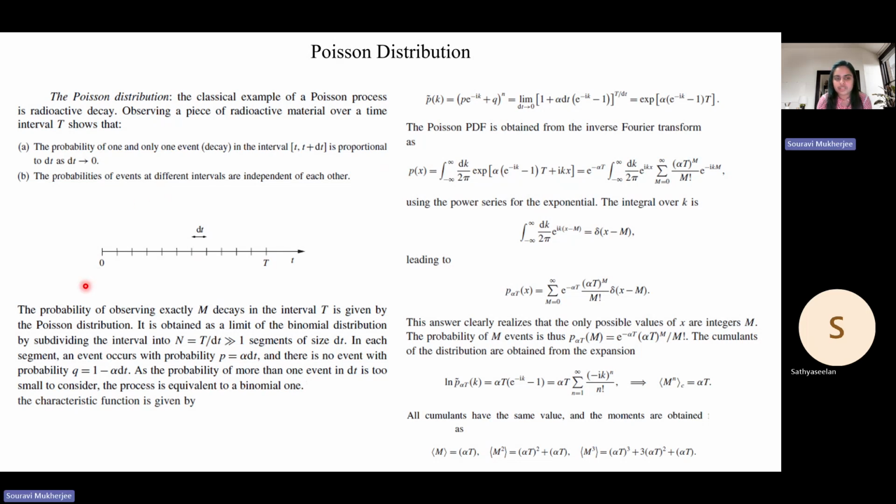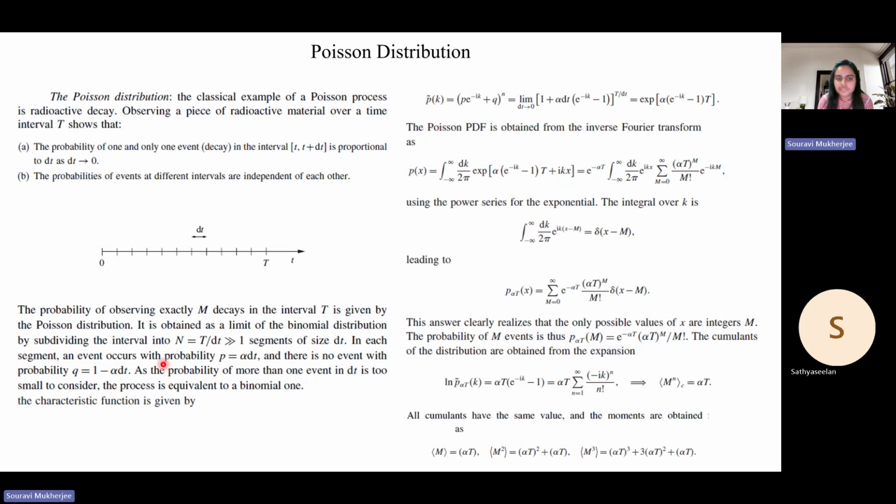Now one can say that the probability of observing exactly m events in some time interval capital T is given by a Poisson distribution. So what are the two criteria? First, the occurrences of the events are independent of each other in all the different intervals. And for each interval, you have an event which occurs with the probability alpha dt. So in an interval there are two options: either the event will happen or it will not happen, right? So then it again turns out to be similar to a binomial distribution. There are only two possibilities.